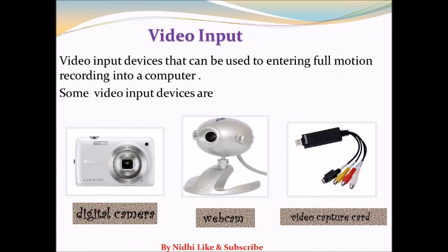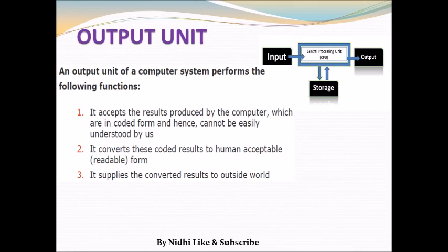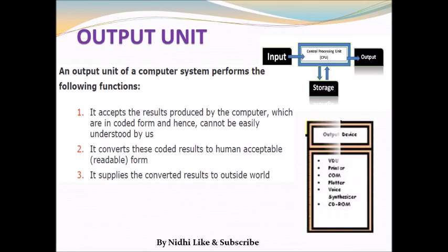Next topic is the output unit. An output unit gives us the result in processed form, that is, what we call information. It accepts the results produced by the computer, which are in coded form and hence cannot be easily understood by us. So the output unit converts these coded results into human-acceptable or readable form, and then supplies these converted results to the outside world.